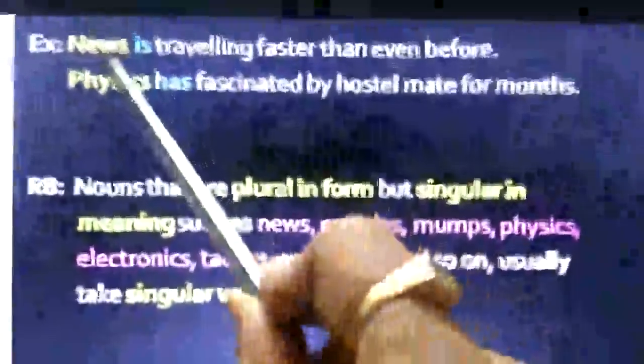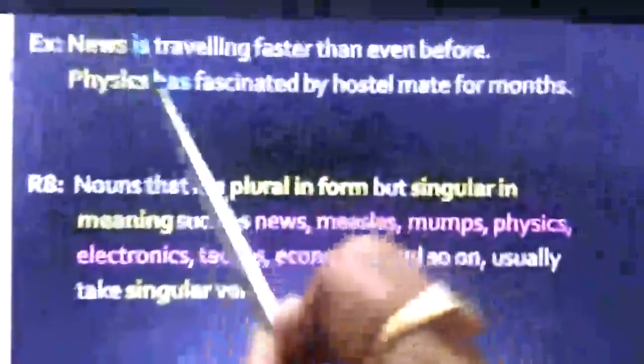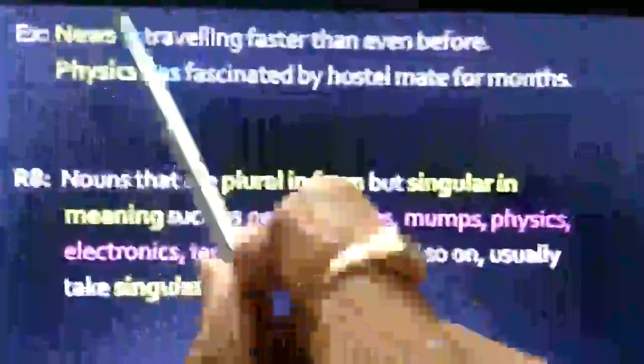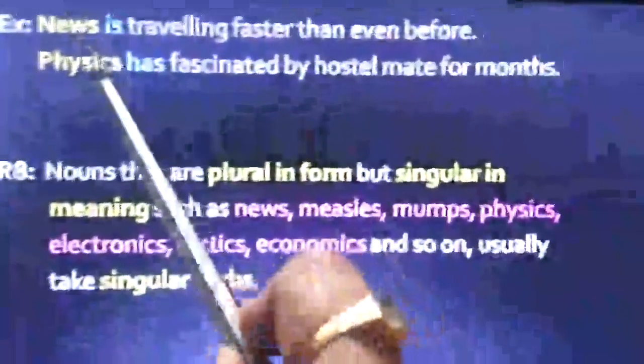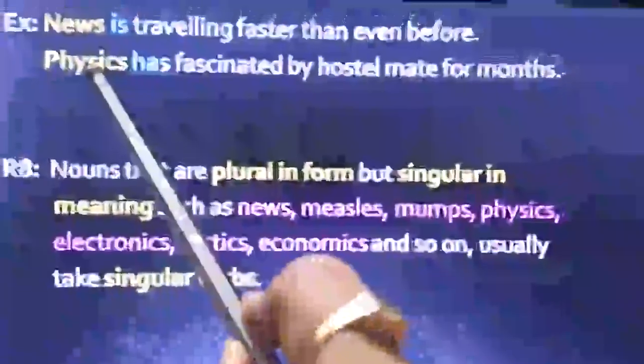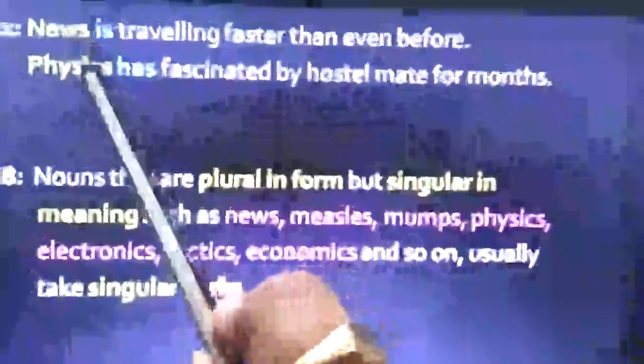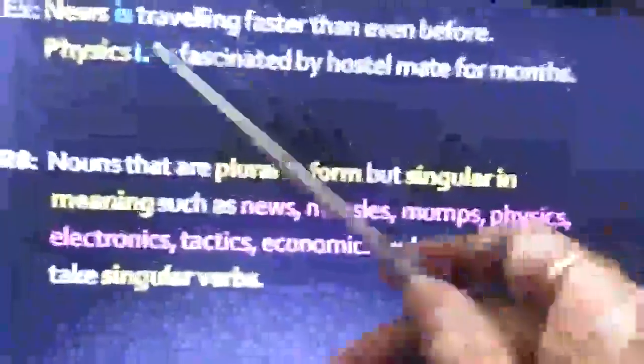Here, when we see the form of the word, news ends in s and physics ends in s. That means the form of the word is plural, but the meaning of the word is singular. See, a few words in English are like this. If we see the form of the word, it is plural, but when we take the meaning of the word, it is singular. So such words always carry a singular verb.